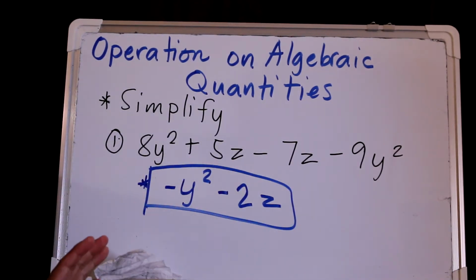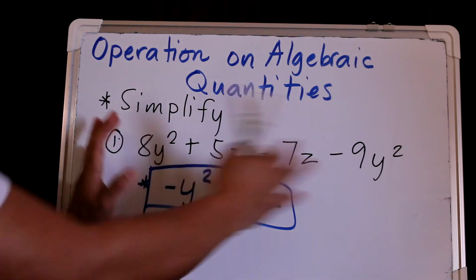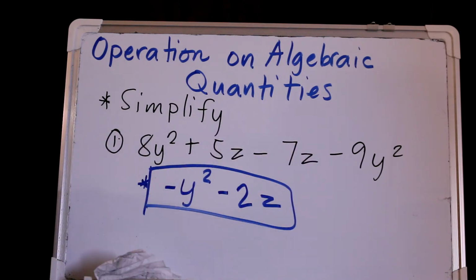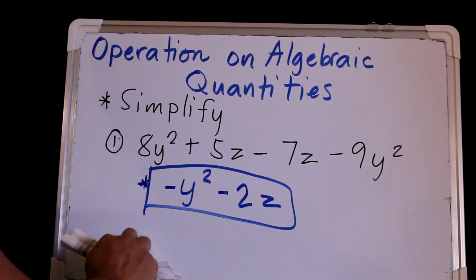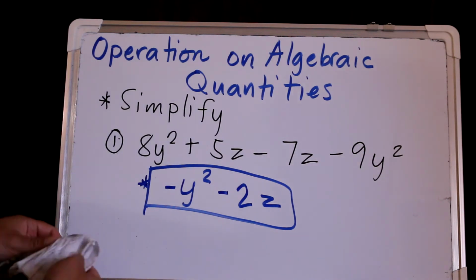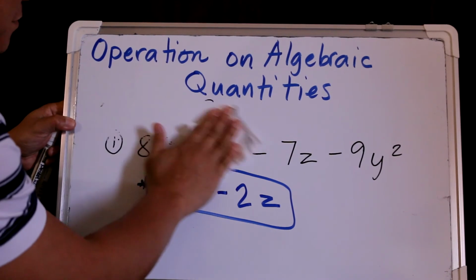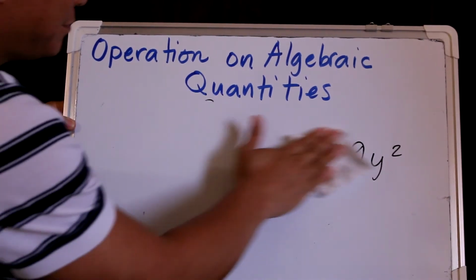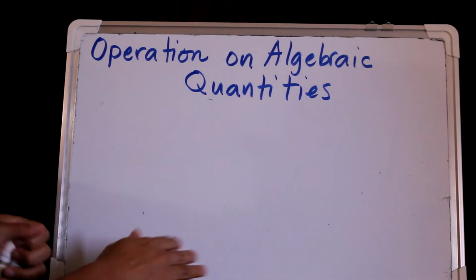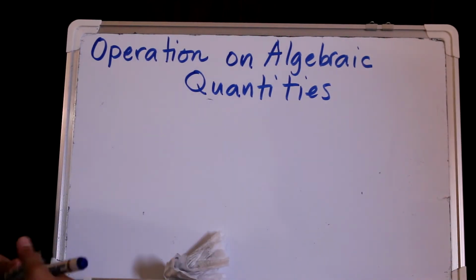So actually, when we are going to have complicated algebraic quantities, this will be the last thing that we are going to do. We will combine them to simplify our answer. So simplifying is very important in operation on algebraic quantities. Okay, so the next set is, you might be asked to expand and simplify.